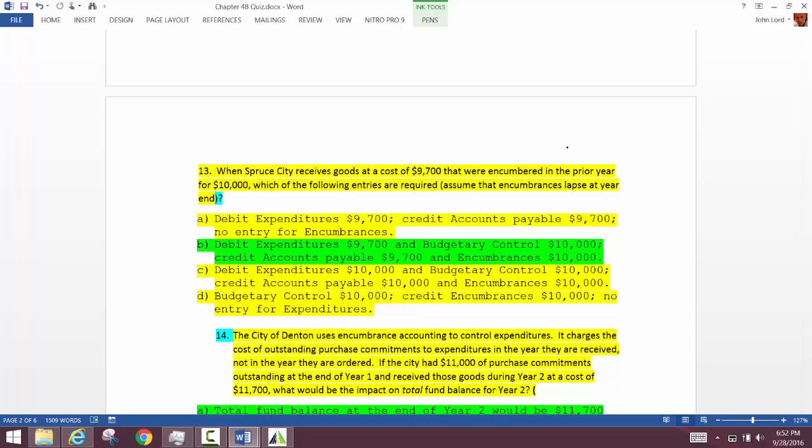Okay. All right, number 13, what happens here? When goods received at a cost of $9,700 that were encumbered in the prior year for $10,000, which of the following entries should be made? We're going to debit expenditure for the actual amount, debit budgetary control for the estimated amount, credit encumbrances for the estimated amount, and of course credit accounts payable, I like to call it vouchers payable, whatever.